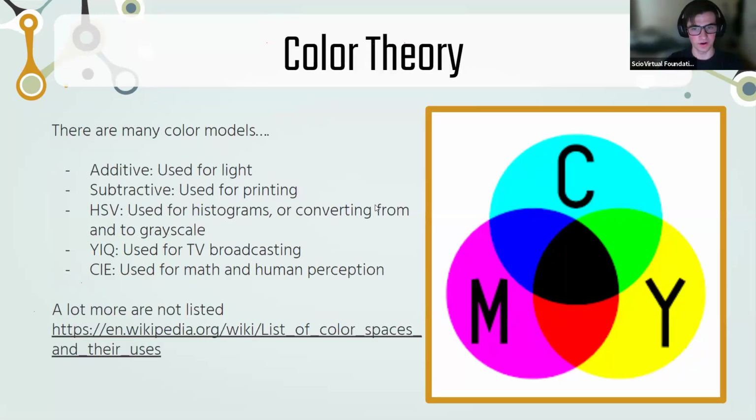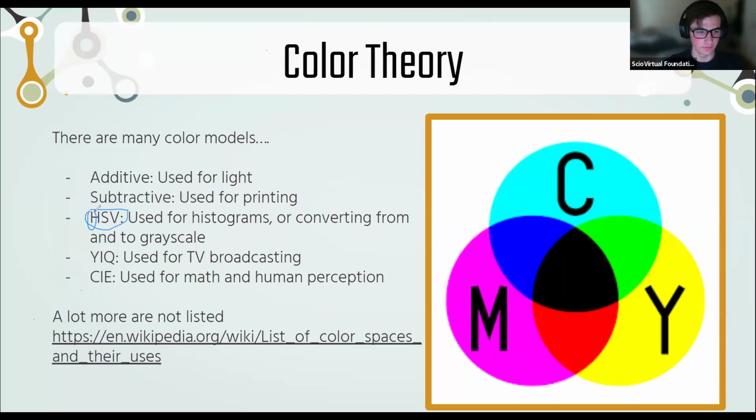But yeah, there are many color models. We've just talked about two, which are the two most fundamental ones. But they all have their own use. Additive is used for light combination. Subtractive is used for printing. HSV, it's used for histograms and for converting to grayscale. Why? Because it represents color in terms of their three properties: hue, saturation, and value. That's what HSV stands for. It's a very clever way of representing colors.